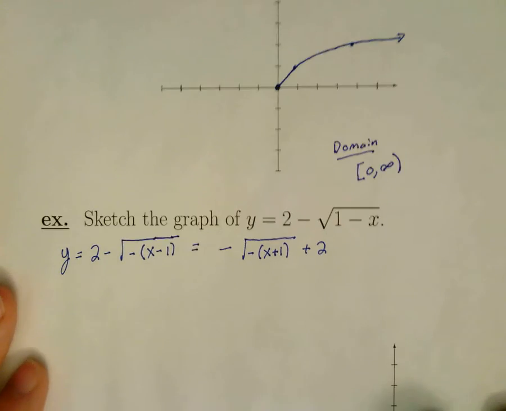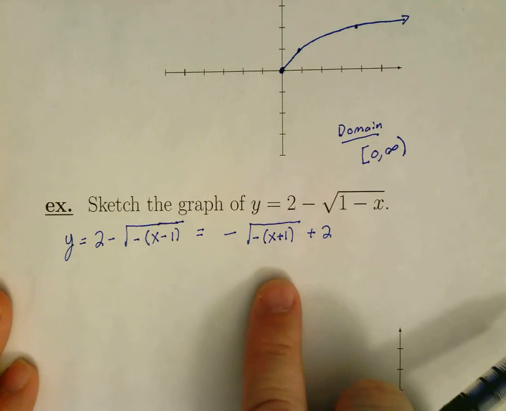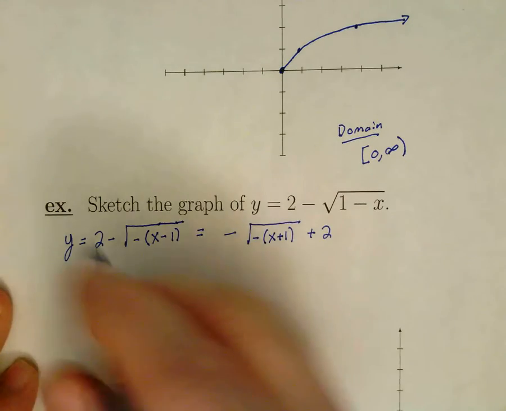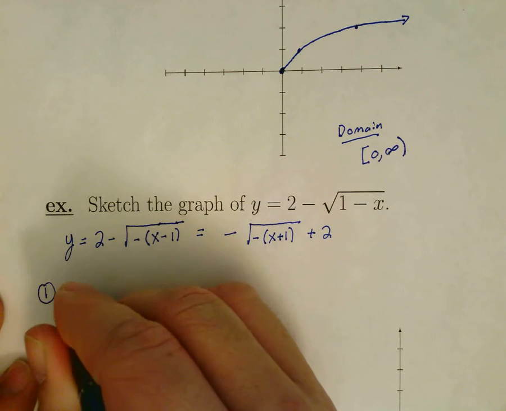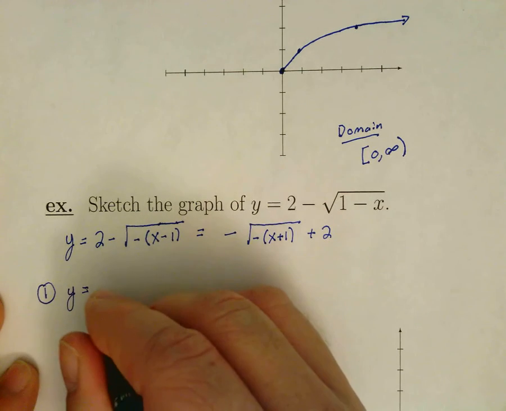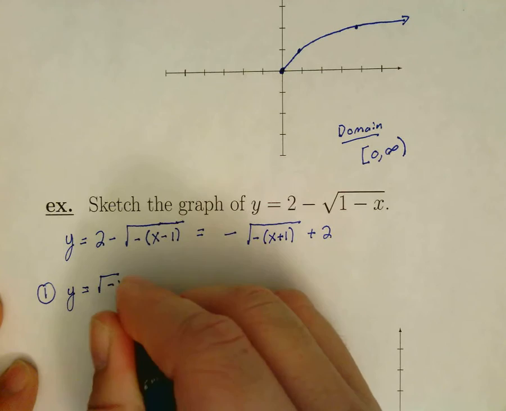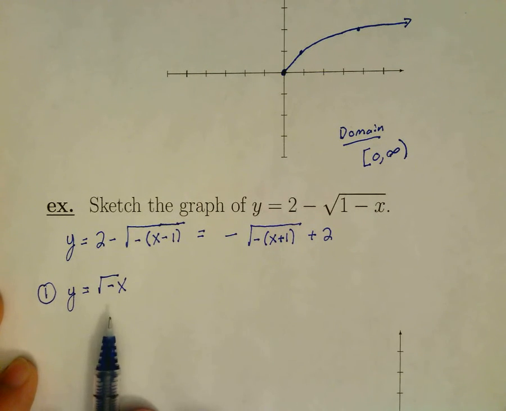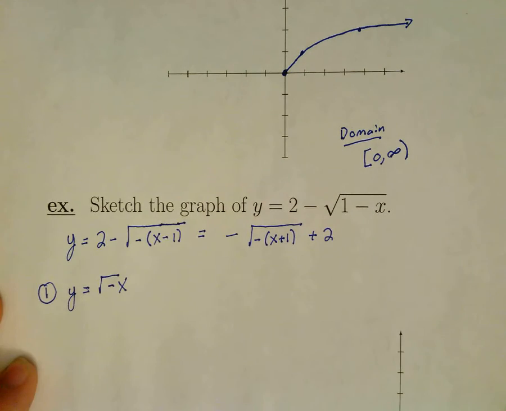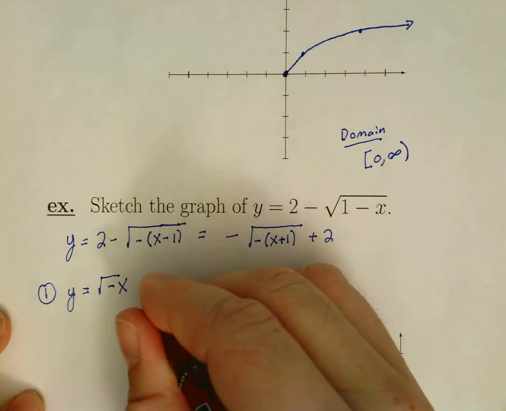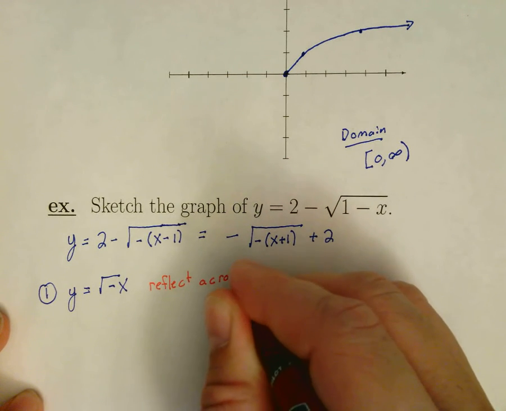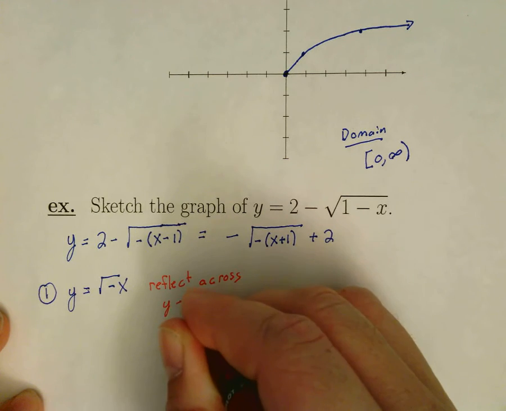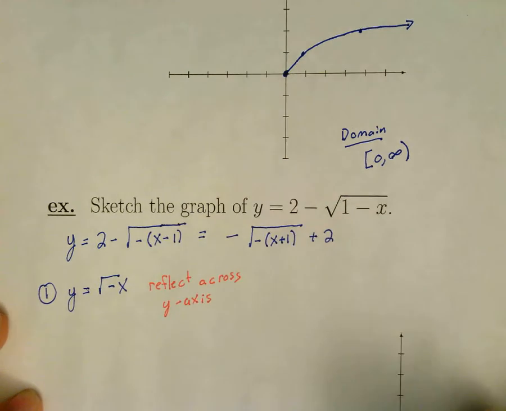Now let me show you how you decompose all these shifts. Basically what you do is you want to start with the square root of x and then construct this. So number 1, here's what I have. I have y is equal to the square root of negative x. Now, Hunter, what does that do if I put a negative x? Reflect across y-axis. Yes, exactly. That reflects across the y-axis.